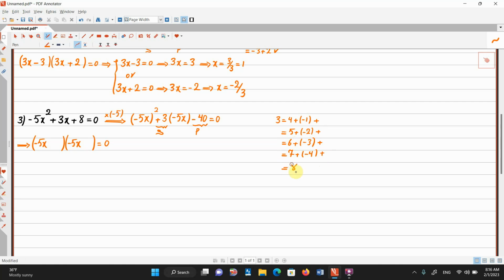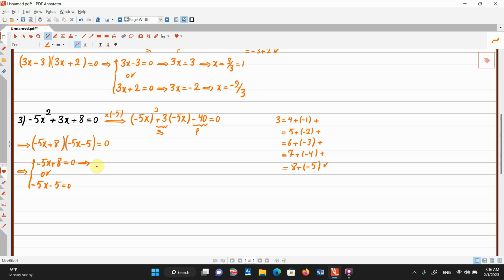And finally, 8 plus negative 5. These two numbers are acceptable. Therefore, in the first parenthesis, you can put positive 8, in the second one, negative 5. Now, since the product of two factors equals 0, using zero product property, you can find negative 5x plus 8 equals 0 for the first time, or negative 5x minus 5 equals 0.